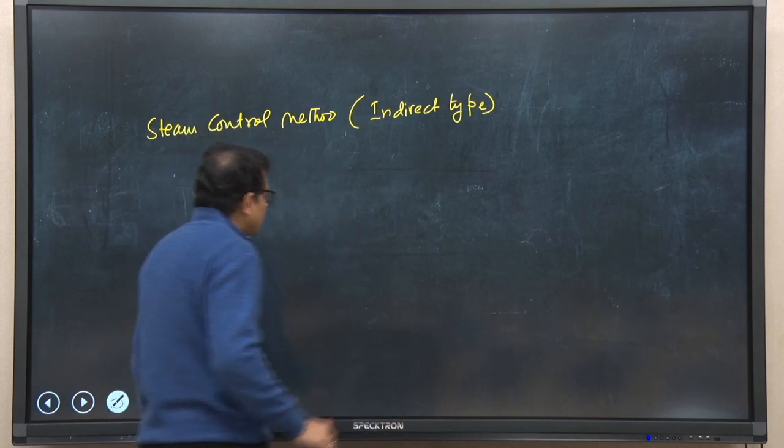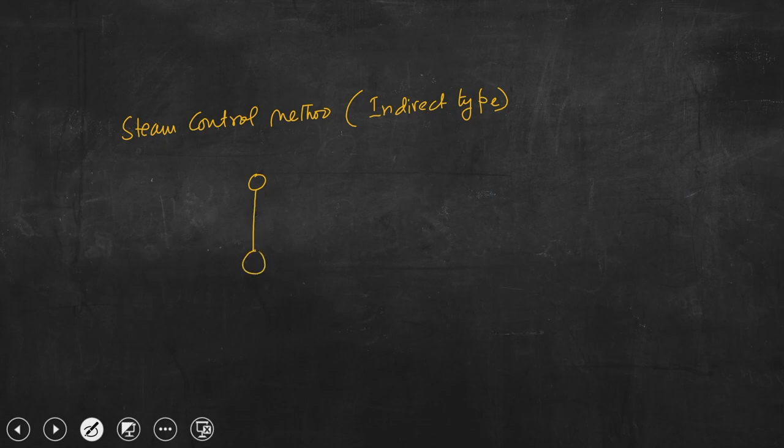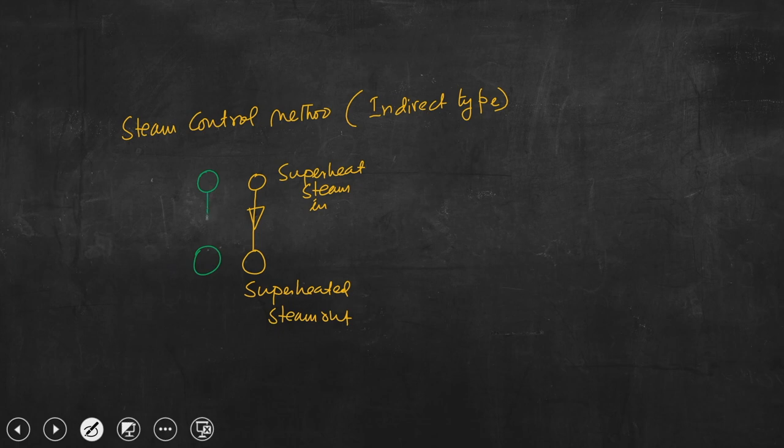So, in the indirect type, you know what is done. Suppose that steam is coming in, so this is superheated steam in, and this is superheated steam out. So this is the direction. We can similarly have feed water in, feed water out. So, this is the direction of feed water. This is feed water in, this is feed water out. So, this is the feed water direction.